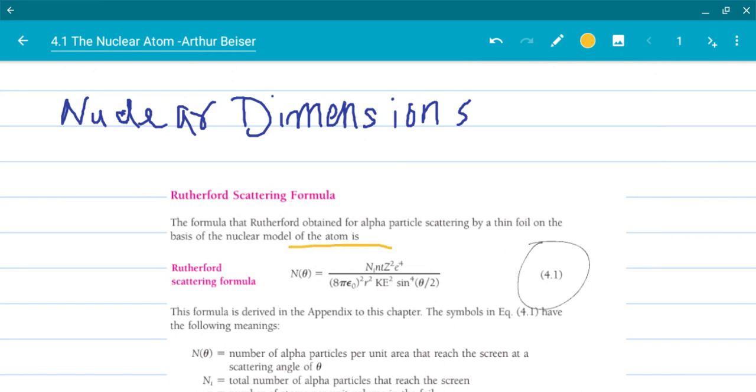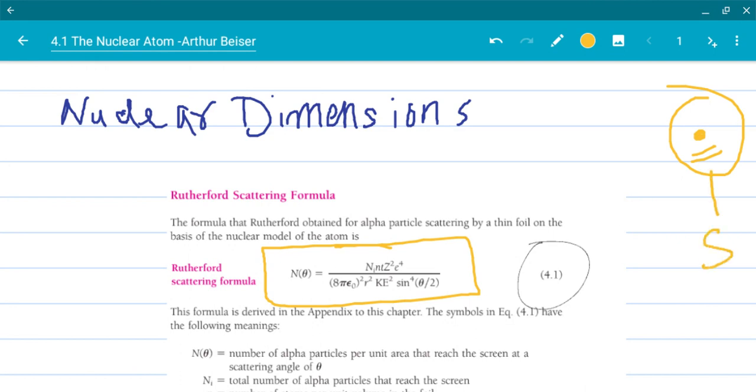In the Rutherford scattering equation, he was assuming that the size of the target nucleus, S, was small compared to the distance r that an alpha particle approaches. So this is your alpha particle, and it approaches this distance before it gets deflected.